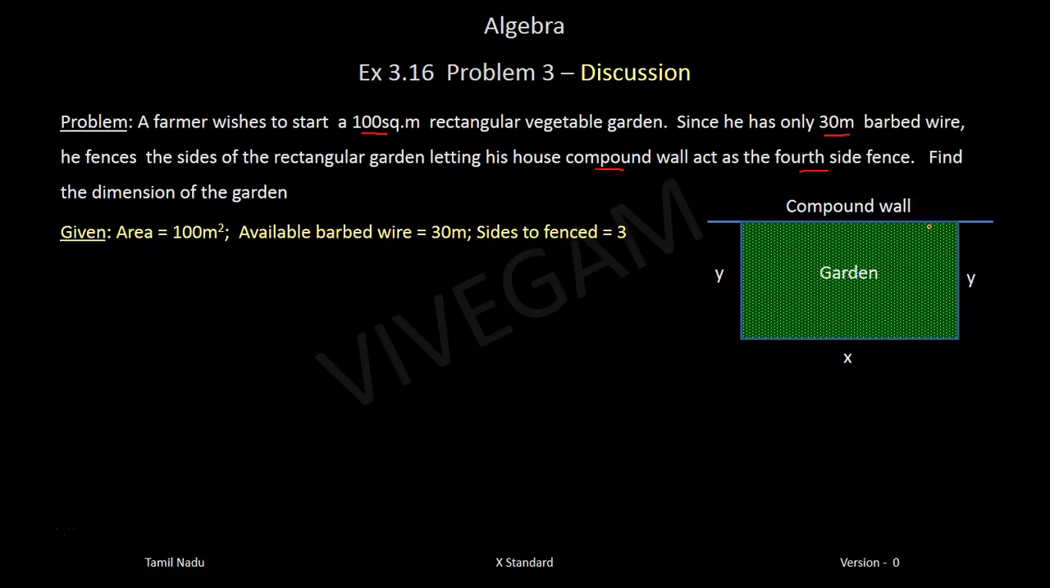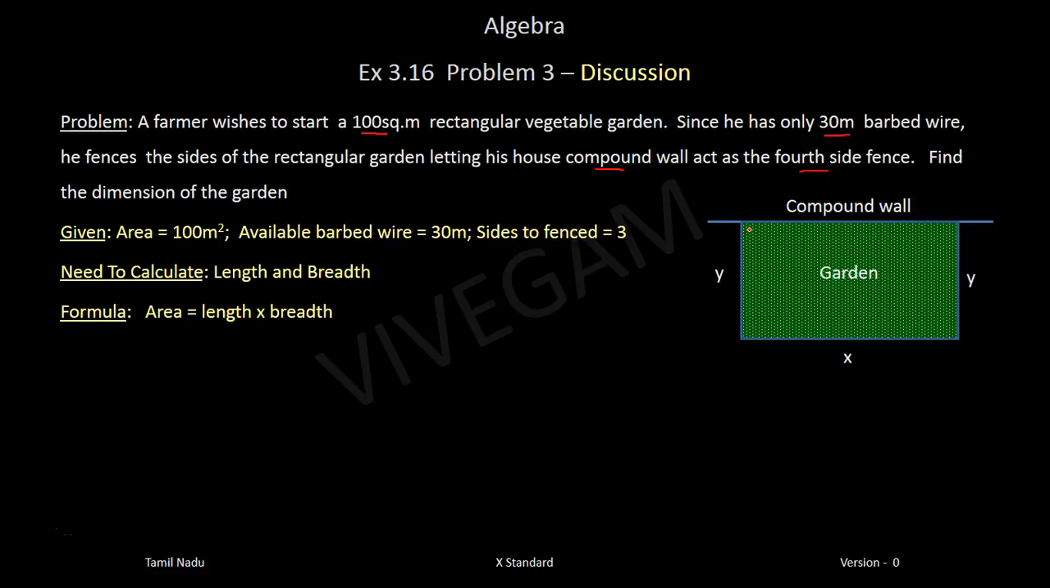Okay. So what is the area? Area given is 100 meters square. Available barbed wire is 30 meters. Sides to be fenced is 3. And this is the rough picture. This is the compound wall. So this is the garden. This is the barbed wire length, that is y plus x plus y, and the fourth side is the compound wall. Okay, we need to calculate the length and the breadth.